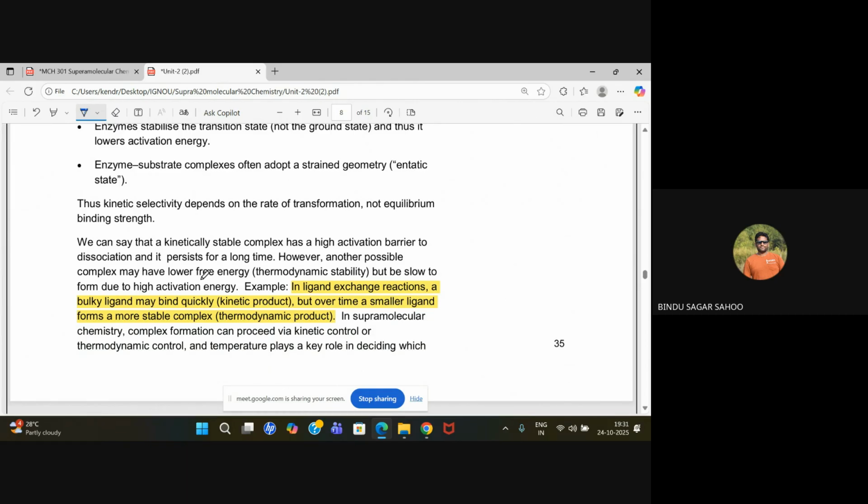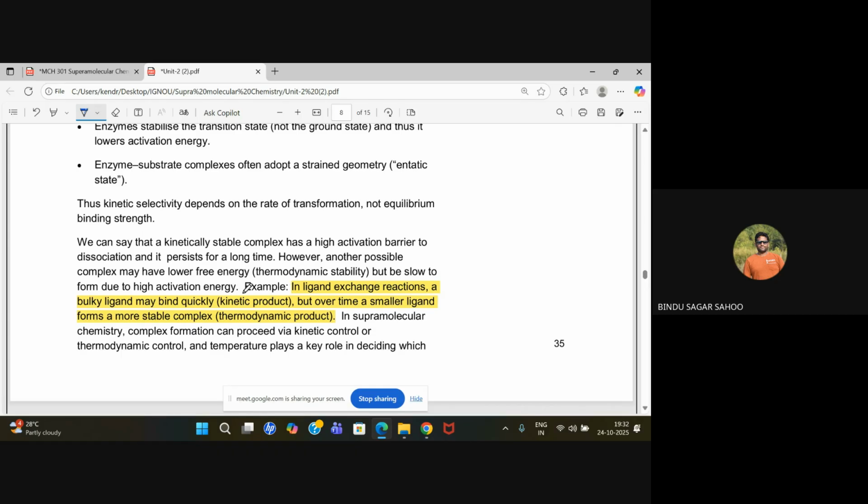However, another possible complex may have lower free energy or greater stability, but be slow to form due to high activation energy. So the thermodynamically stable product forms at a slower rate, or it can take longer to form, but its equilibrium strength is much higher. But the kinetically stable product takes less time to form.